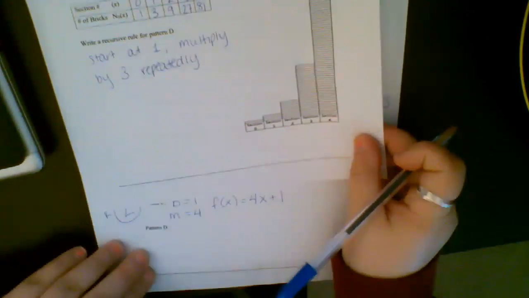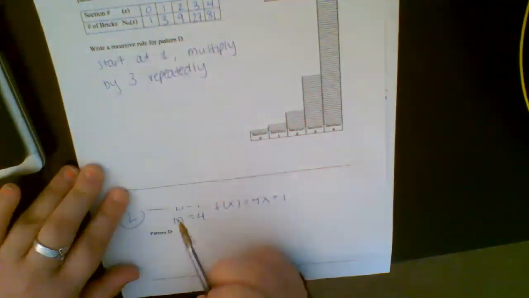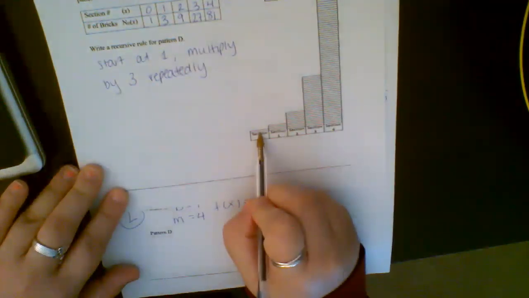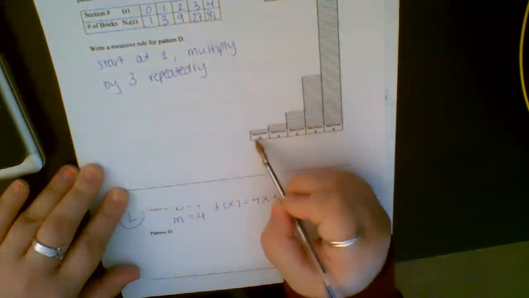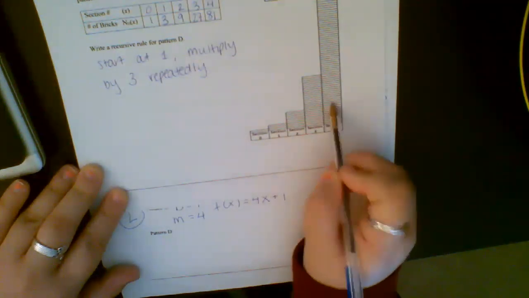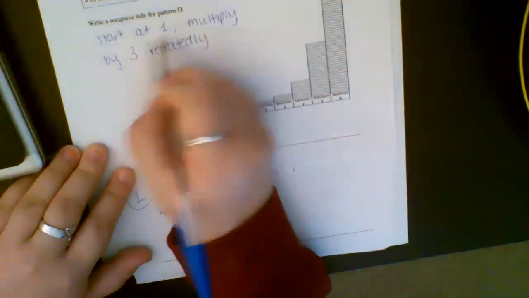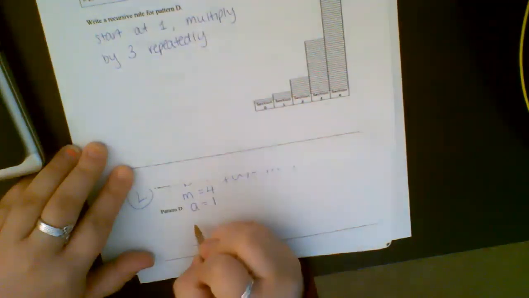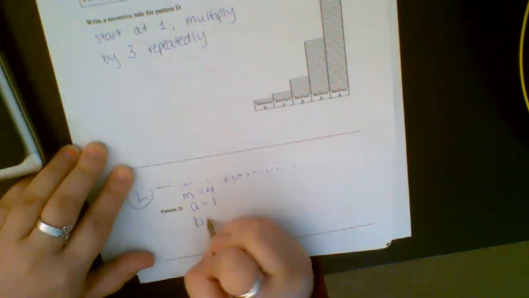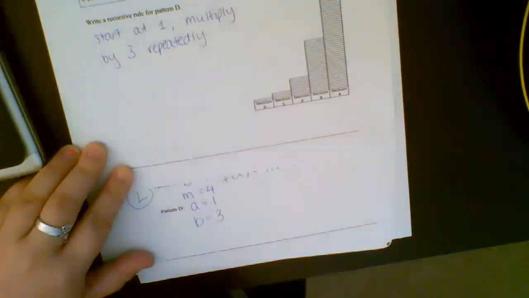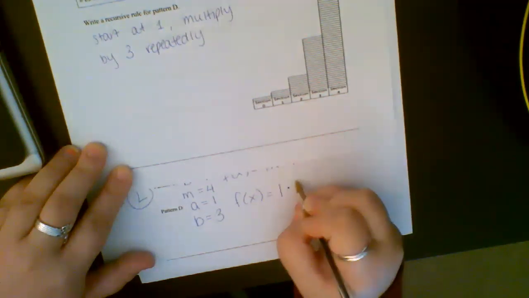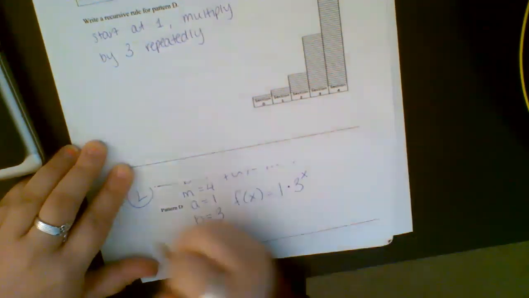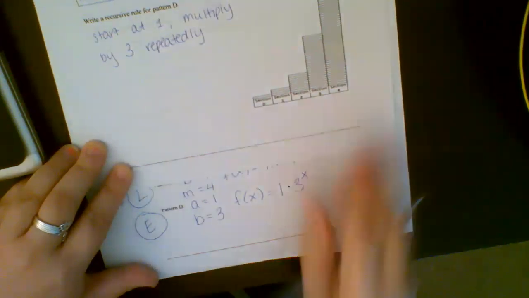Last example is one more example with exponential growth. Looking at this guy, we determined these patterns last time. We started with 1 in section 0, and every single time we were tripling. So we became 3, then 9, then 27, then 81. We could keep going forever. Starting at 1 means my initial value called a is going to be 1. Multiplying by 3, or tripling every single time, means that b equals 3. So my function here, f of x, is going to equal a times b to the x. And again, one more example of an exponential function.